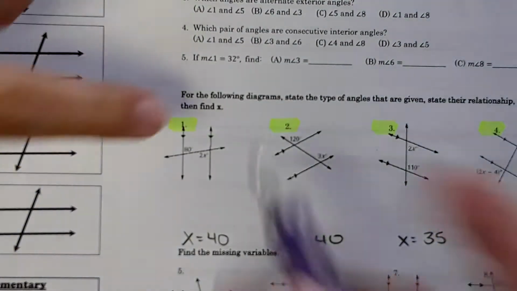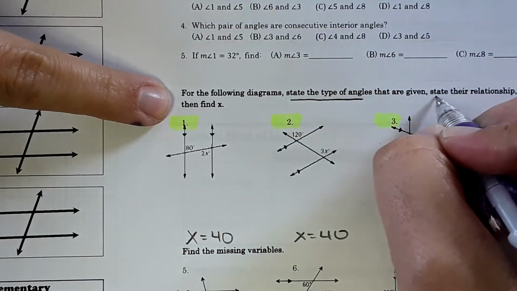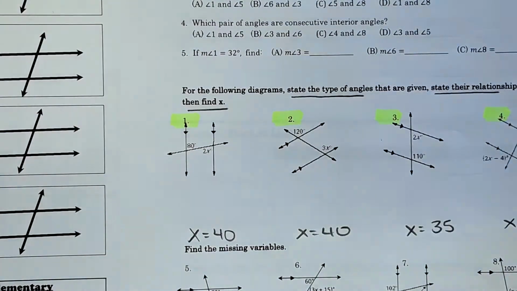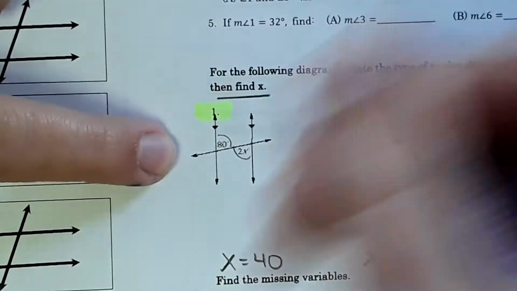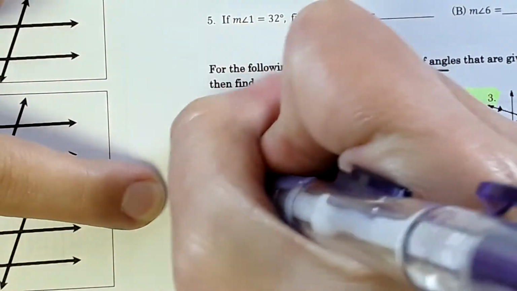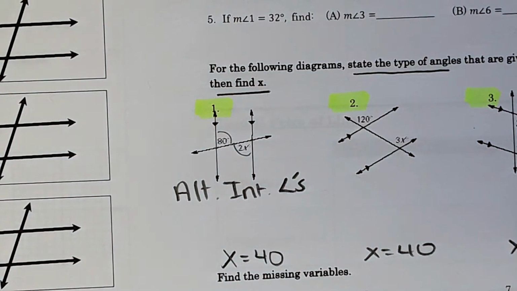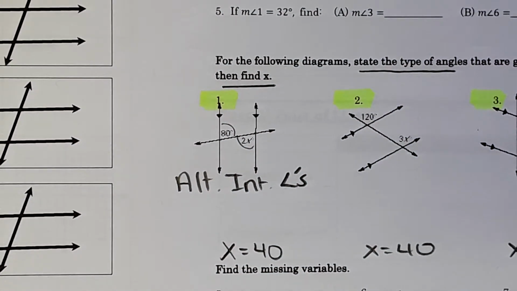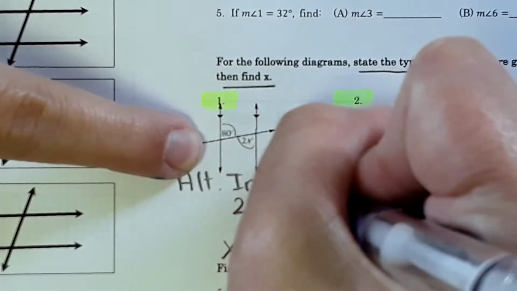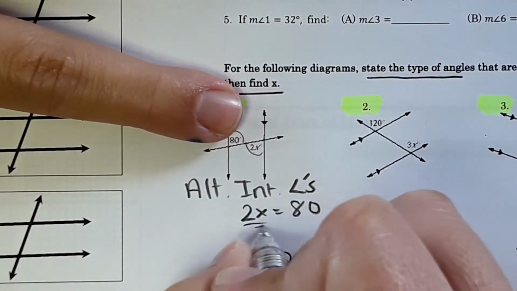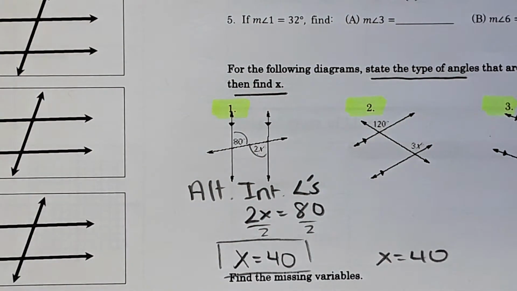Okay, so for these problems, it says state the type of angles that are given, state the relationship, and then find x. Well, here you have alternate interior angles, so you'd want to write that. Alternate interior angles are congruent, and you can set 2x equal to 80. Divide both sides by 2, and that's how you get x equals 40, and that is your answer. Congratulations if you got that.